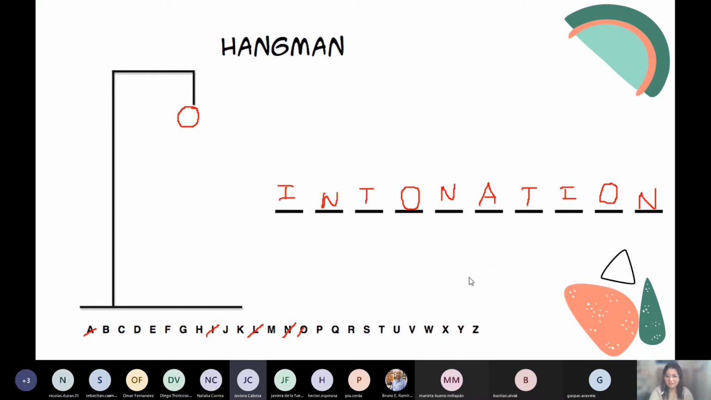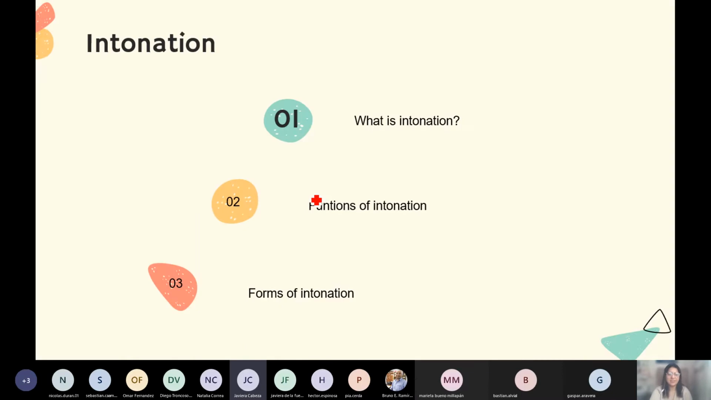I don't know if you remember that we said we were going to have an introduction to a missing word. The missing word was intonation. So for the second part of the lesson, the agenda is: what is intonation, the functions of intonation, and the forms of intonation. Now, in order to speak and understand English, we need more than just grammar and vocabulary. Some native speakers convey meaning in their sentences with pitch.